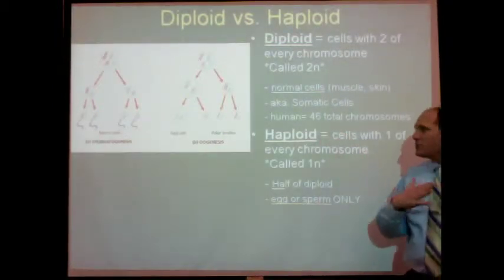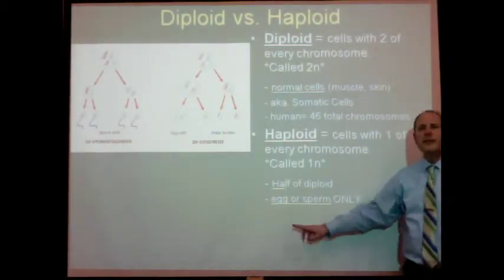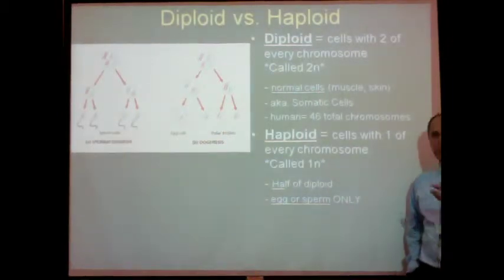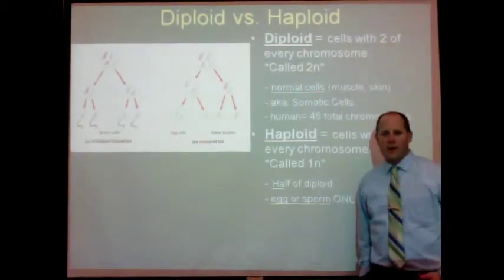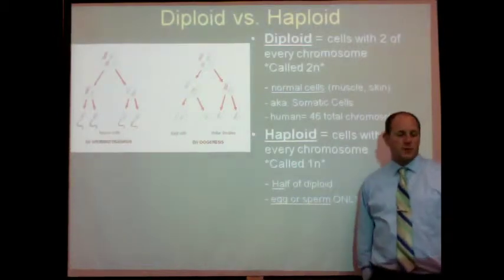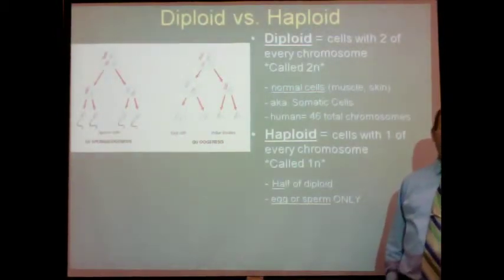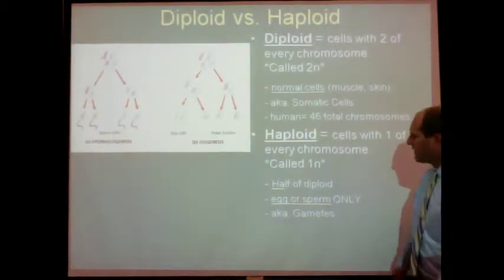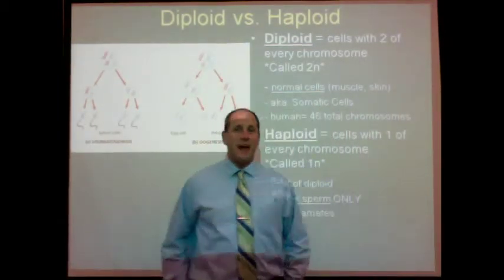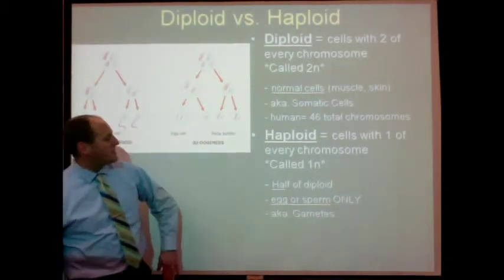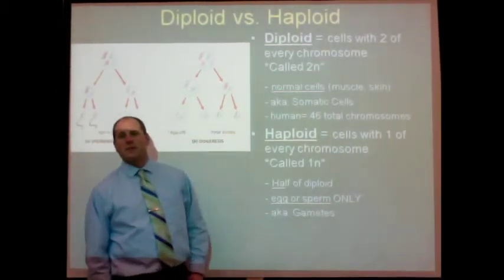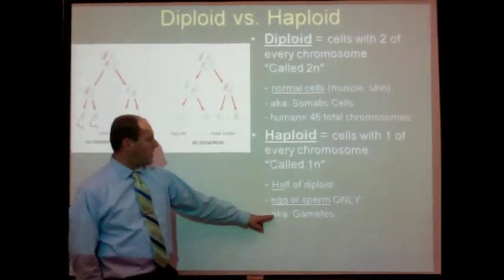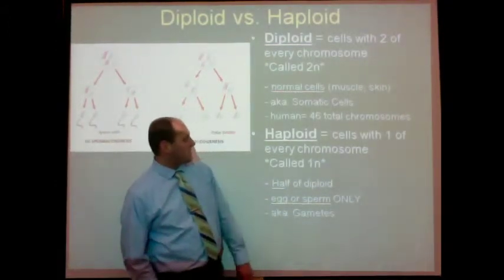The haploid cells for humans are only our egg or sperm cells, depending, of course, on whether or not you are a male or a female. Just the egg or the sperm cells make up our haploid cells. No other cells are those haploid cells. Another name for these egg or sperm cells, for these haploid cells, are the gametes. So, AKA, also known as the gametes.